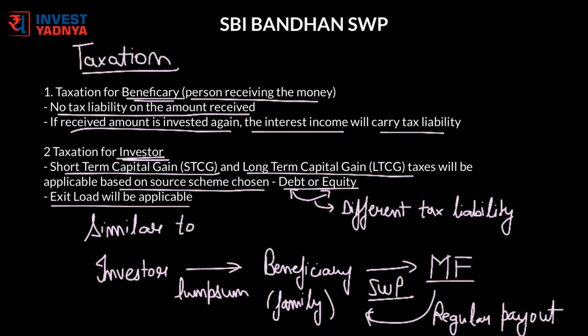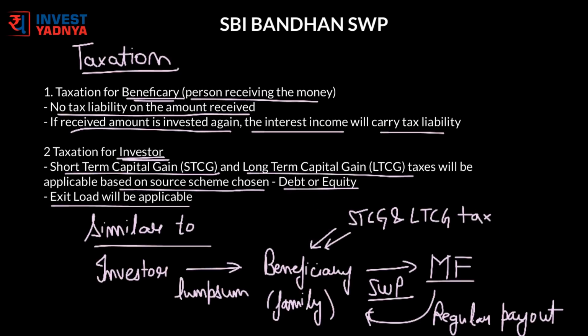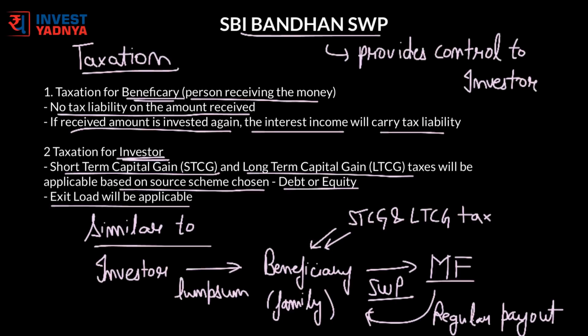There will be two differences in that case. One is the tax structure. The investor transfers the lump sum and the beneficiary invests in an MF scheme and does the SWP. Then STCG and LTCG tax has to be paid by the beneficiary unless there is a clubbing rule. Secondly, in the Bandhan SWP case, the investor has control over the amount the beneficiary gets every month as well as the duration.